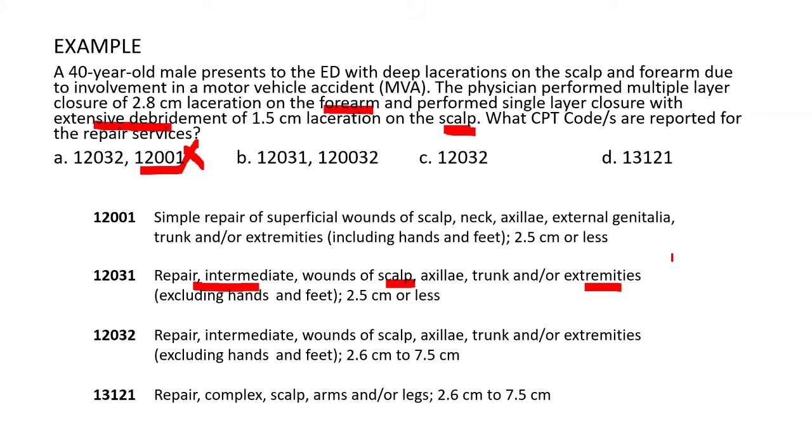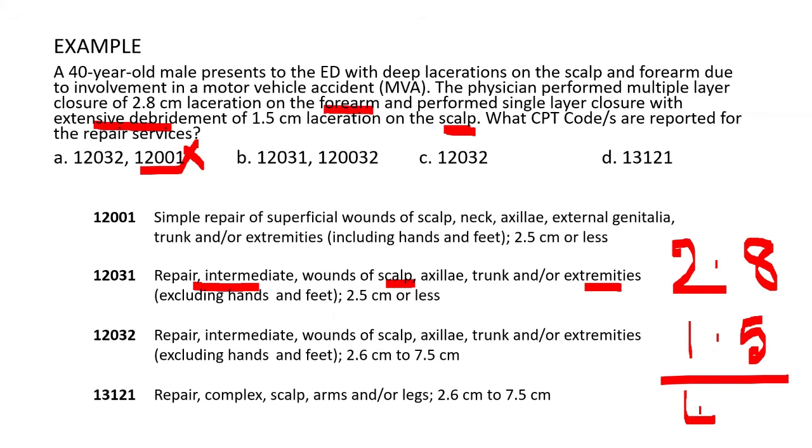So here 2.8 centimeter and 1.5 centimeter is equal to 4.3 centimeters. So we have to add the lengths and give one code. As you can see here, 12031 is saying 2.5 centimeters or less. So 4.3 centimeter does not fall in this range. So option B is incorrect.